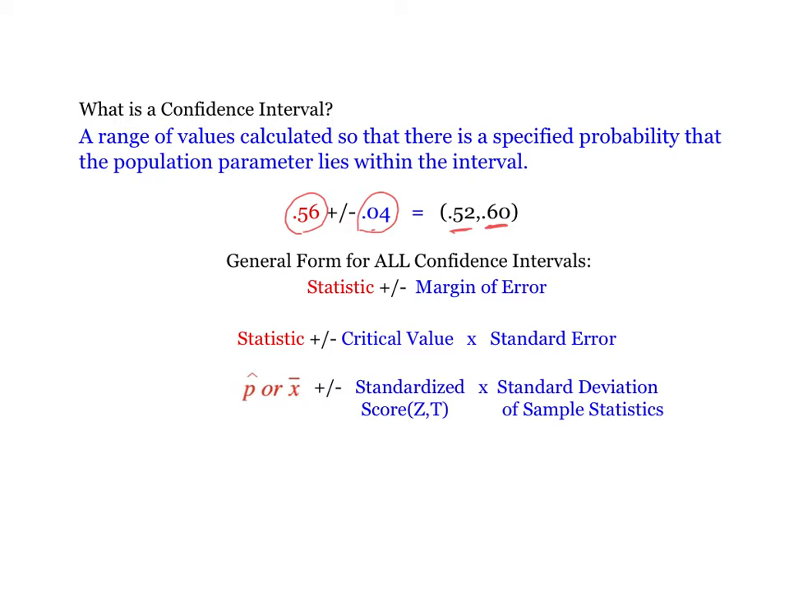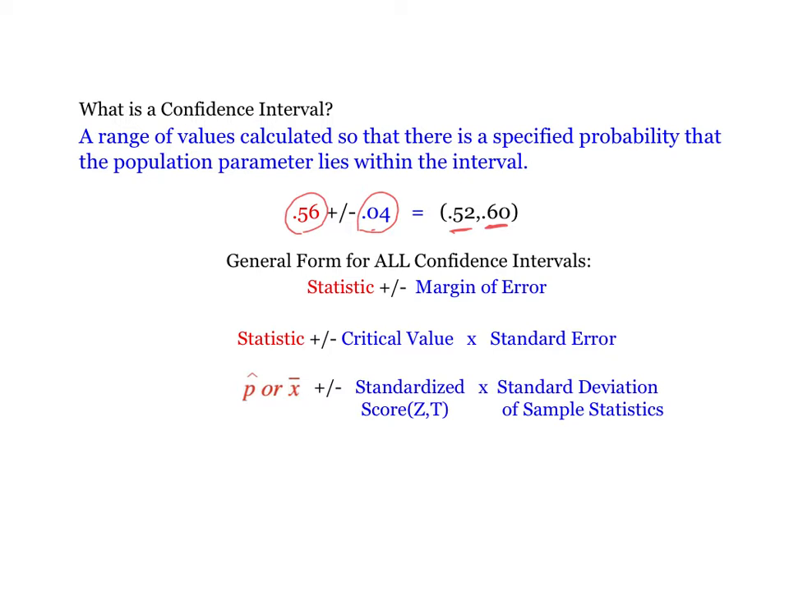And that allows us to make a prediction about a population parameter. We would assume that the population parameter is probably inside that interval, and we'll even attach a probability to that being true.